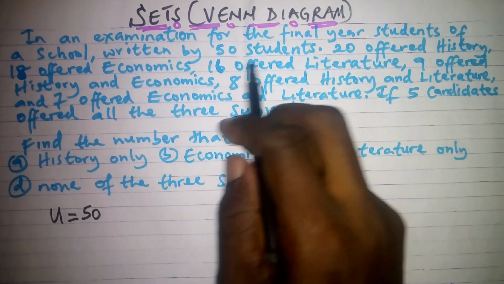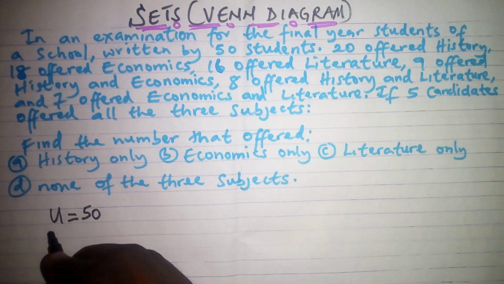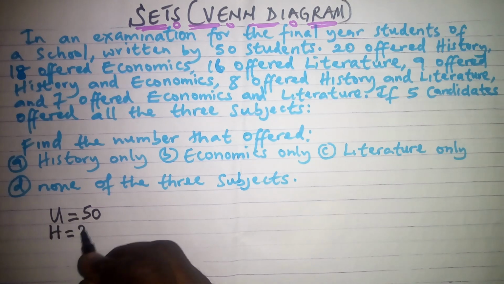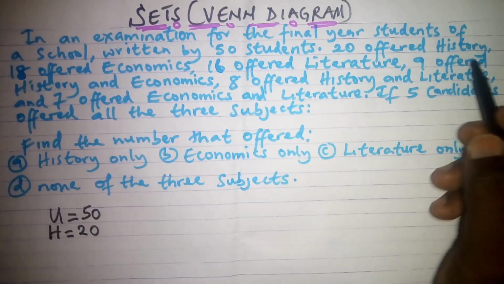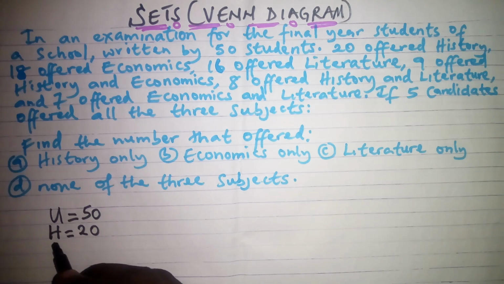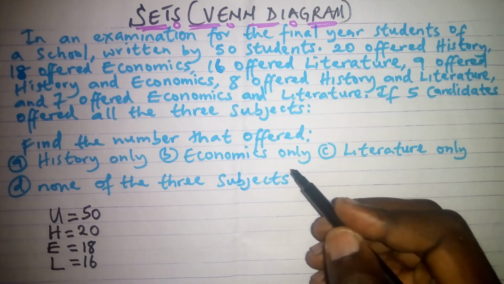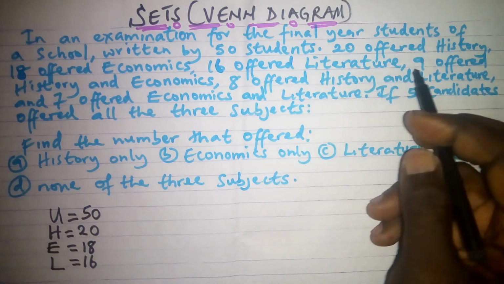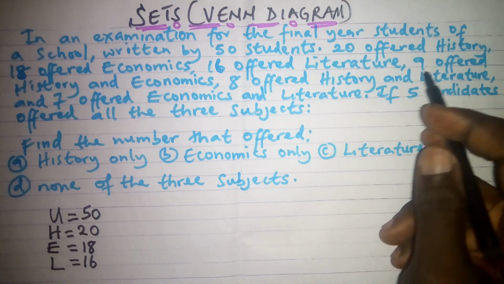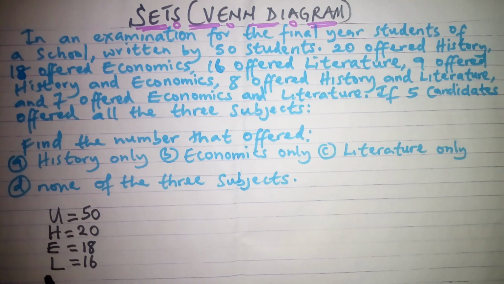Then 20 offered history. So for history, I'll use H, and that is 20 offering history. 18 offered economics. I'll use E for economics, and that is 18. 16 offered literature. So L for literature will be 16. And 9 offered history and economics. So history and economics, that's H and E, is 9.